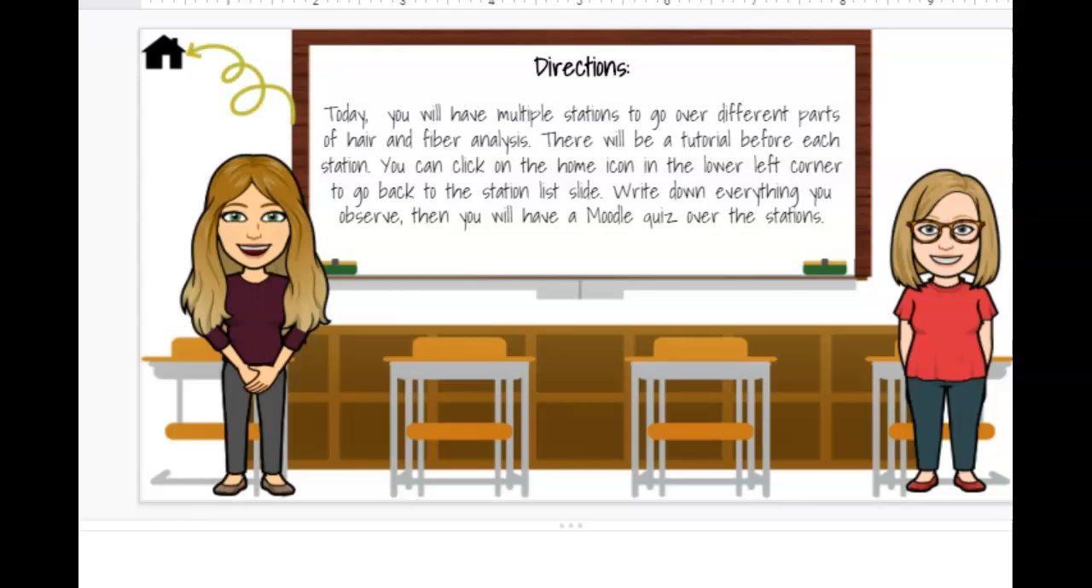Here is the second one, and it says you will have multiple stations to go over different parts of hair and fiber analysis. Now, we know that some fibers are actually hair of animals. So the wool comes from sheep. There is another type of wool called Angora wool that comes from rabbits. So we're going to talk about just hairs in general. All right. So it does say a Moodle quiz, but I took this from somebody else. So it's not going to be anything with Moodle. Moodle is another platform, but we don't have to worry about it. So just keep that in mind.